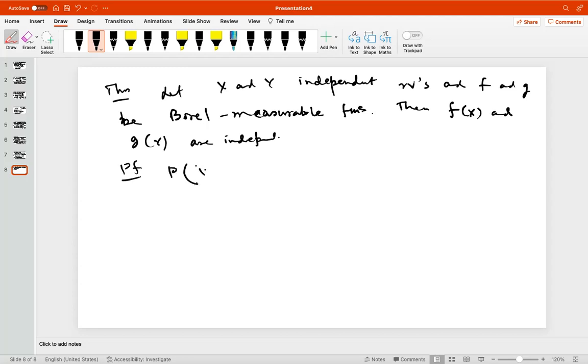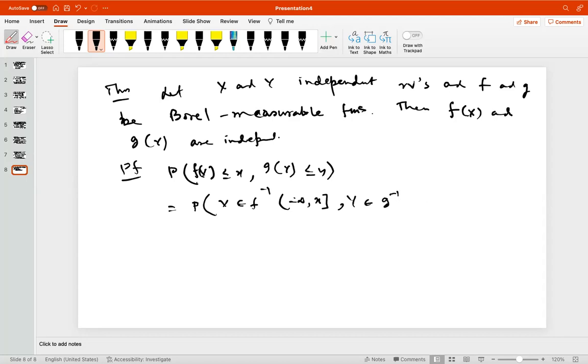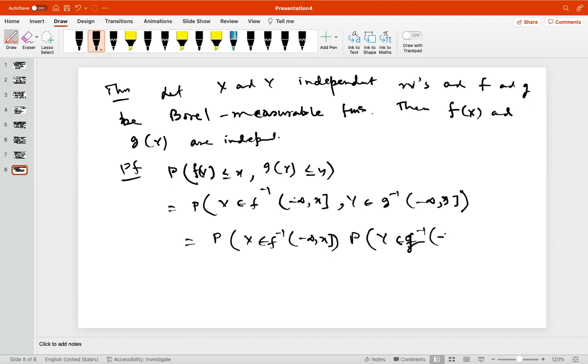So the probability that f of X is less than or equal to x and g of Y is less than or equal to y is equal to the probability that X belongs to f inverse of minus infinity to x, closed because it is a closed interval, and Y belongs to g inverse of minus infinity to y. Since f and g are Borel measurable, the inverses of the intervals are again Borel sets, so it is just the product of these two. Now we can rephrase that as the probability that f of X is less than or equal to x times the probability that g of Y is less than or equal to y. Therefore, they are independent.